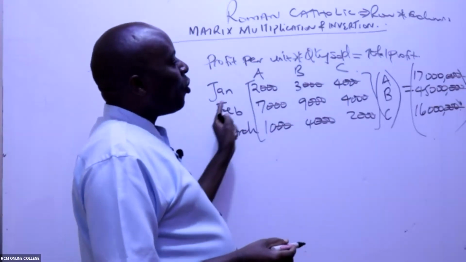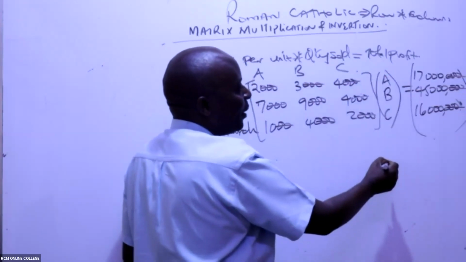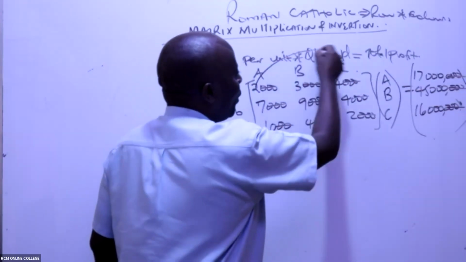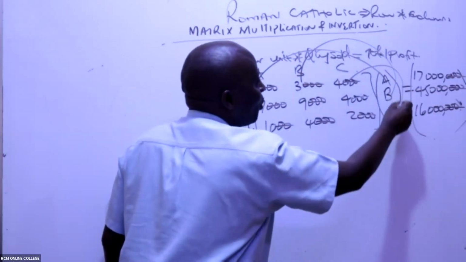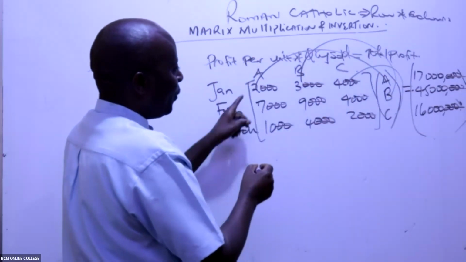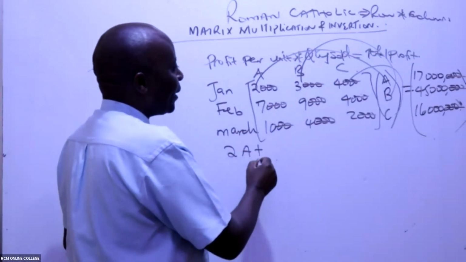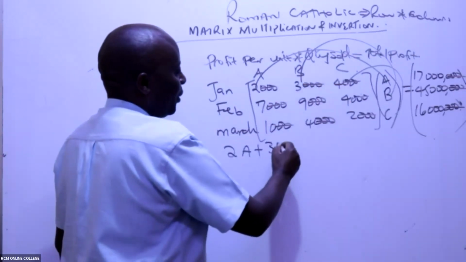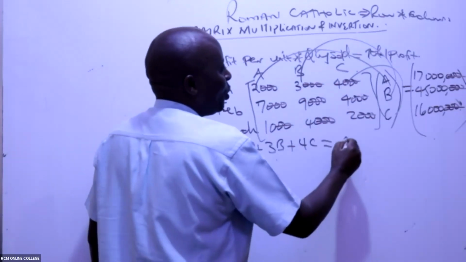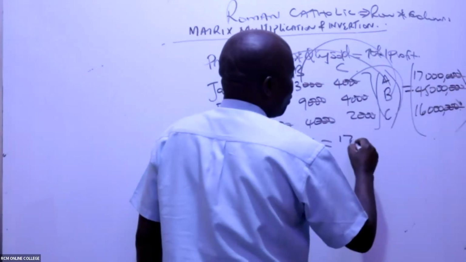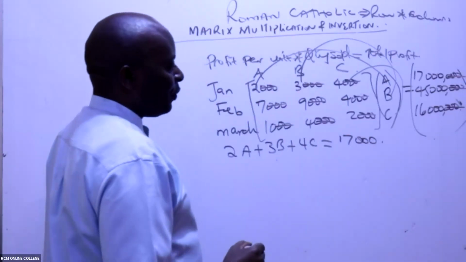So remember, it's rows multiplied by columns. So the first row will multiply the first column. How do we go about it? First ones multiplied, plus second ones multiplied, plus third ones multiplied. So the first one, that's 2A plus 3B plus 4C should be equal to the first number, 17,000.